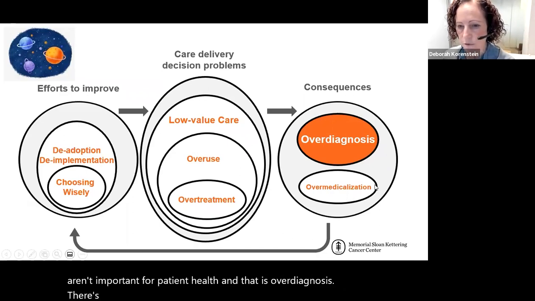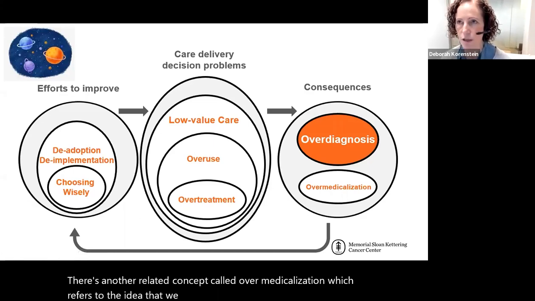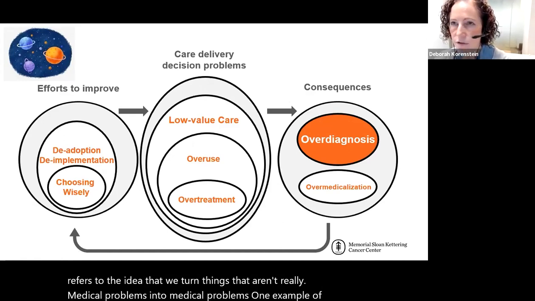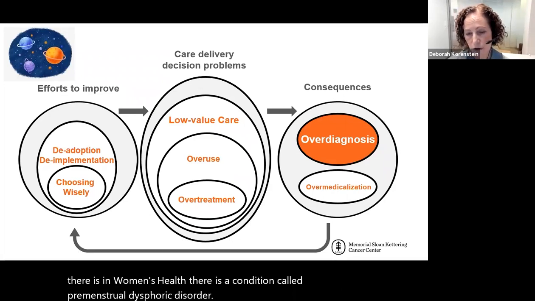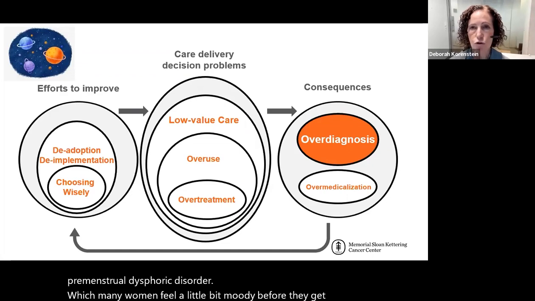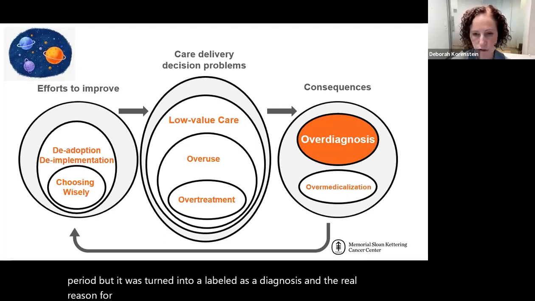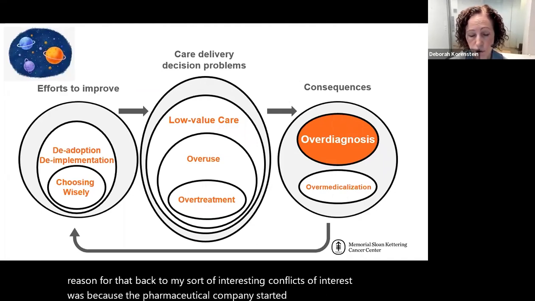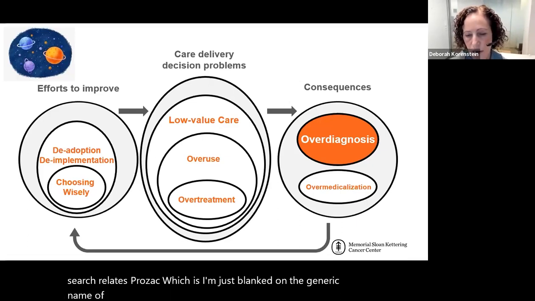There's another related concept called over-medicalization, which refers to the idea that we turn things that aren't really medical problems into medical problems. One example of this is in women's health, there is a condition called premenstrual dysphoric disorder, which many women feel a little bit moody before they get their period, but it was labeled as a diagnosis. And the real reason for that, back to my interest in conflicts of interest, was because the pharmaceutical company started marketing Prozac, which is, I've blanked on the generic name of it, an SSRI, as a treatment.